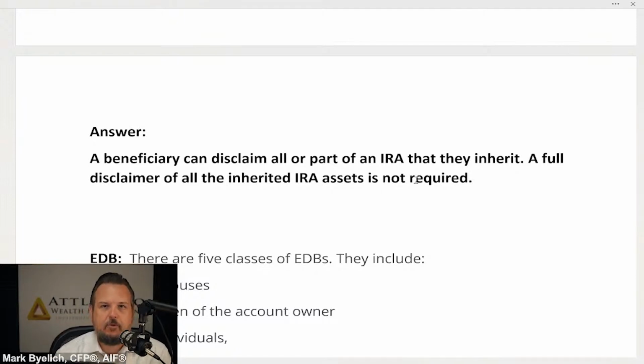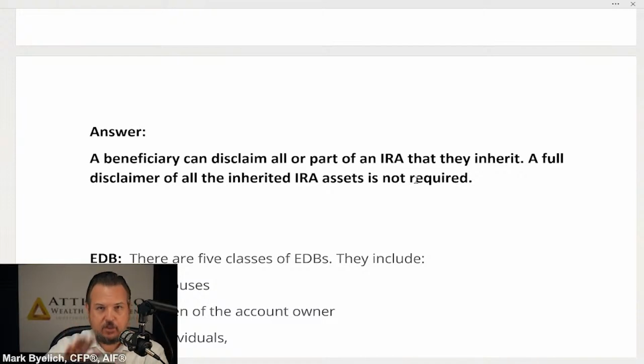So what's a disclaimer? A disclaimer is, I've been named beneficiary of whatever it is, in this case an IRA. You can say, I don't want it. You fill out a form and you submit it through the proper channel, the custodian, and you've disclaimed that property. It can be, as Sarah said, all or a portion of it. Well, I guess you wouldn't do anything if it's none, you'll just receive it. But you can disclaim all of it or a portion of it.